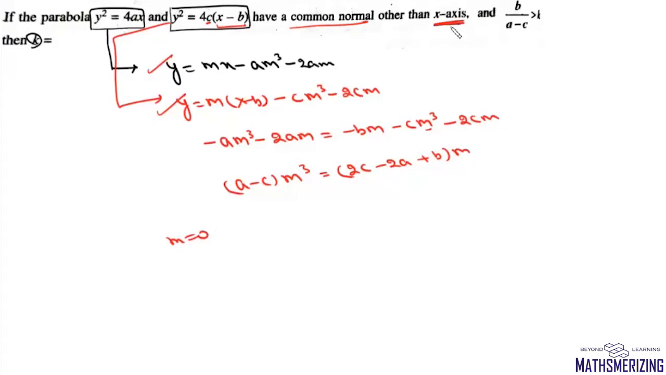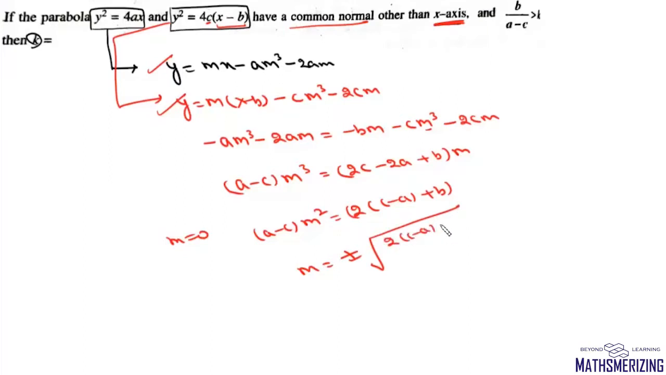So we need roots other than the x-axis. So we can write this as (a minus c) m square is equal to 2 times (c minus a) plus b. So the value of m here should be plus minus under root of (2(c minus a) plus b) upon (a minus c). So we can write this as plus minus under root of b upon (a minus c) minus 2.